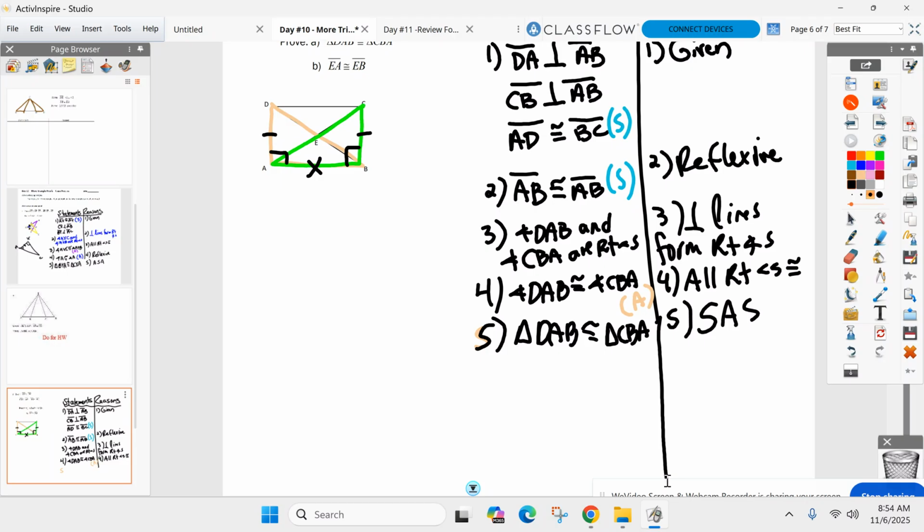Shoot. So it's just not going to be an. How are we going to get to EA and EB? Woo-hoo. Congruent.